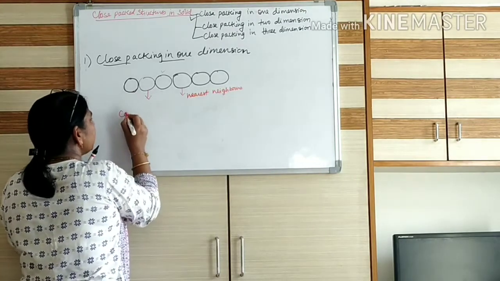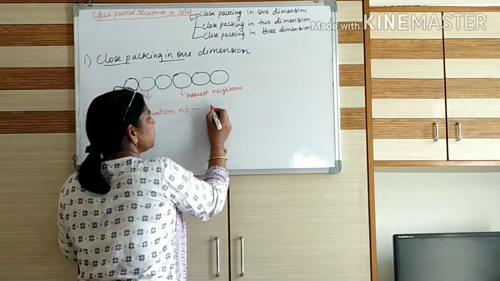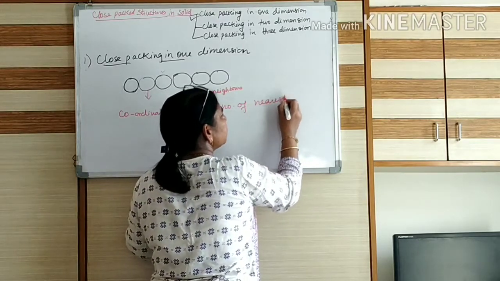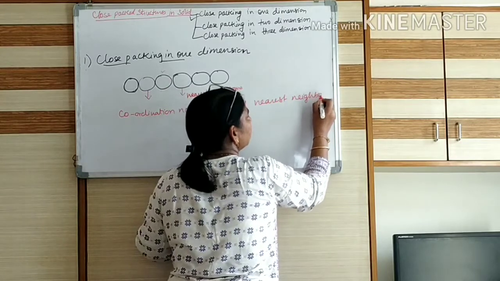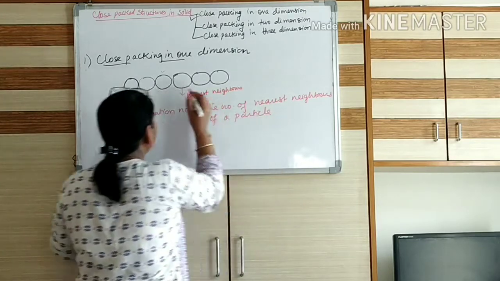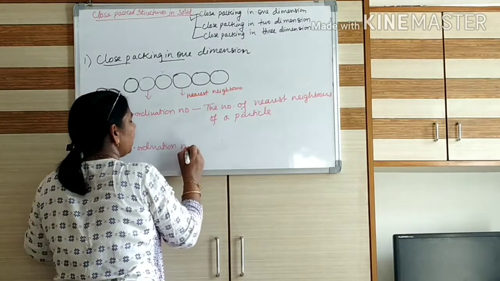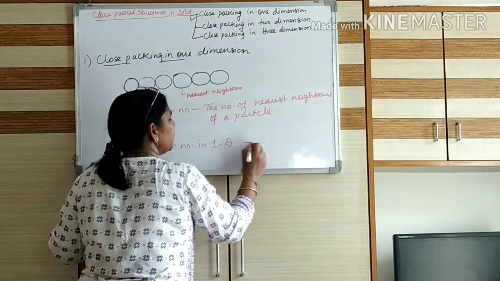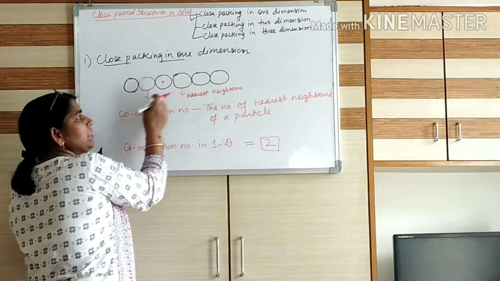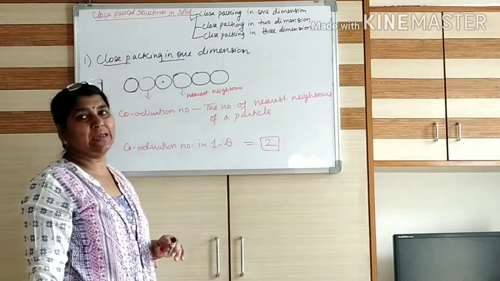So coordination number. What is coordination number? Coordination number is the number of nearest neighbors of a particle. So in 1 dimension, coordination number in 1D is 2. Any particle, you take any particle, it is surrounded by or it is touching two neighboring atoms. So this is called close packing in one dimension.